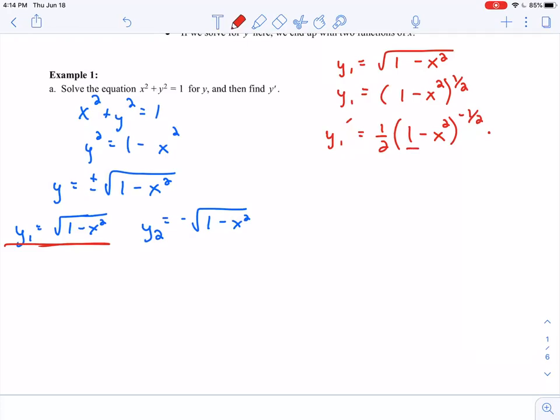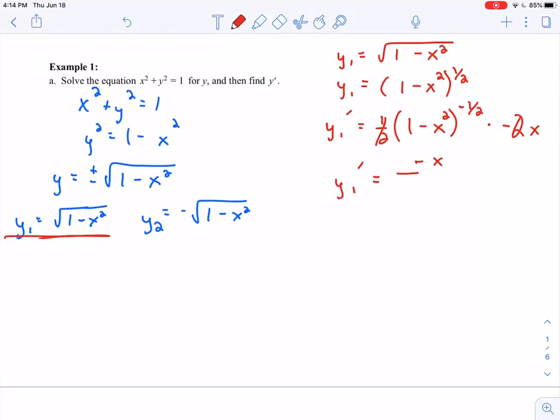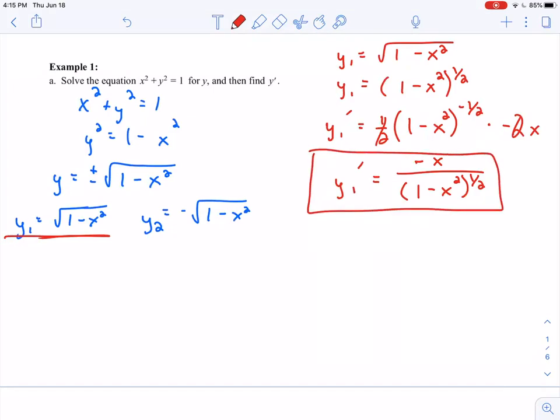Well, the derivative of 1 minus x squared, that is negative 2x. And then I would take this and simplify it a little bit. So let's see, 1/2, that can cancel the 2 there. So y1 prime is equal to, all I have is a negative x. So negative x in my numerator, negative x divided by 1 minus x squared raised to the 1/2 power. There is my first derivative for y1.